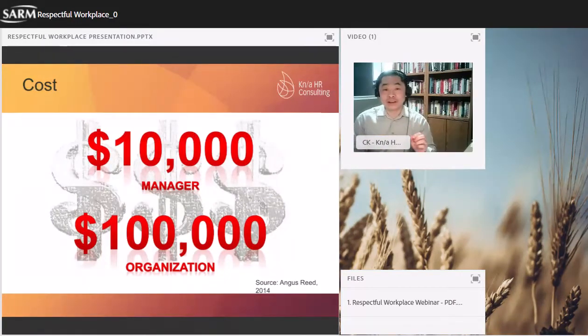Now, what's not calculated here is the intangible costs, such as lost productivity, morale of the employees, and also the reputation of the business.